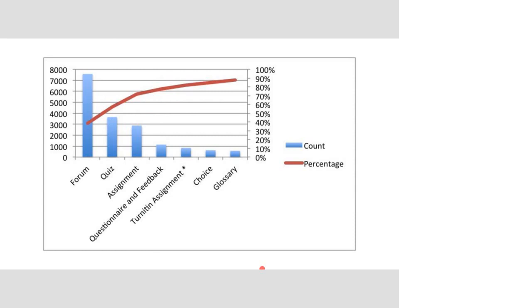If I just take the most used activity types and put them in a graph here, a Pareto chart, we see Turn It In assignment, which is a non-core plugin that we've added. But I've combined questionnaire and feedback. Questionnaire was used in the past, now feedback's in core. So just to give you an idea there. And remember that forum count includes news forums.